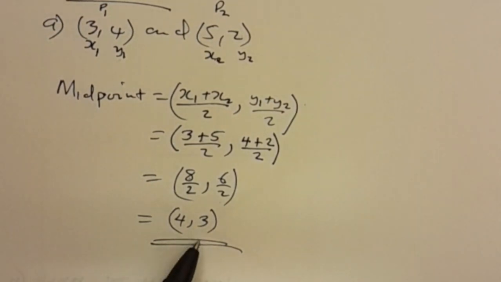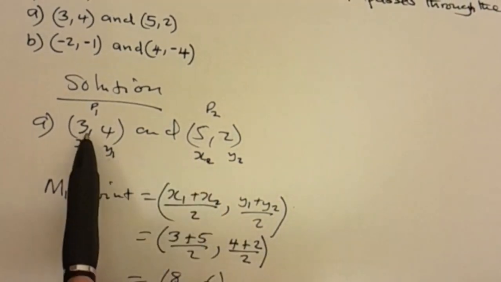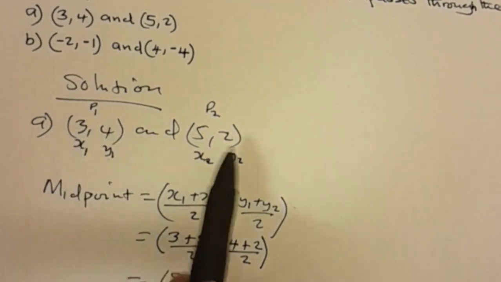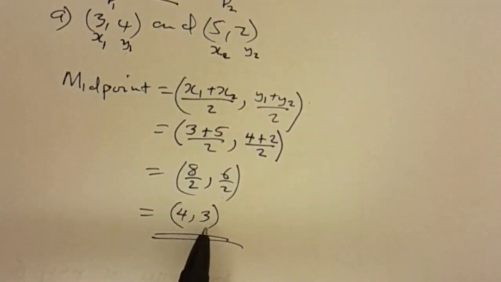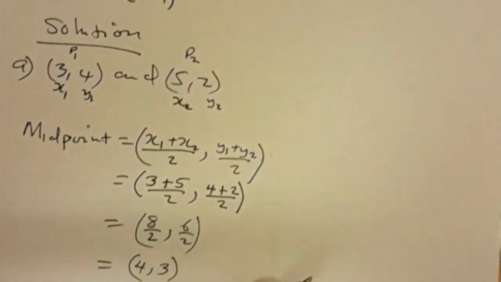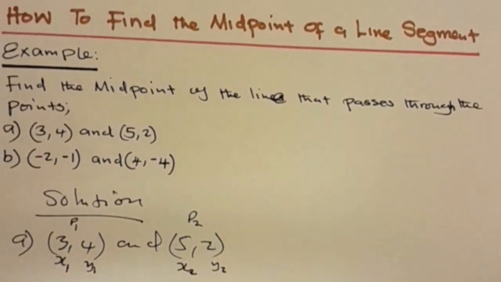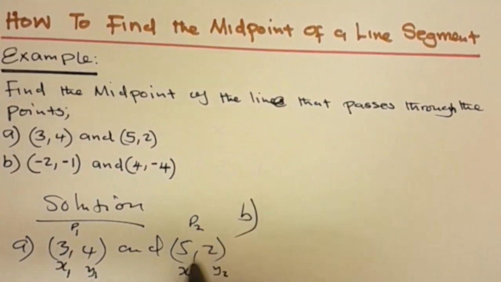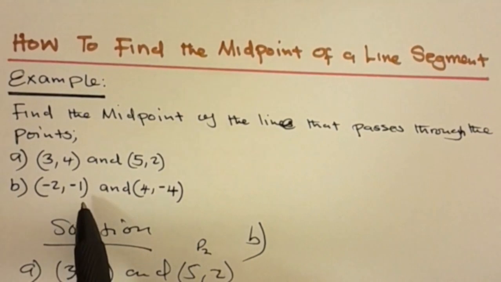These are the coordinates of the midpoint of this line that passes through the points A and this point, point 1 and point 2. Yeah. So this is the midpoint. Okay, now let's look at B. B, they have given us these coordinates.